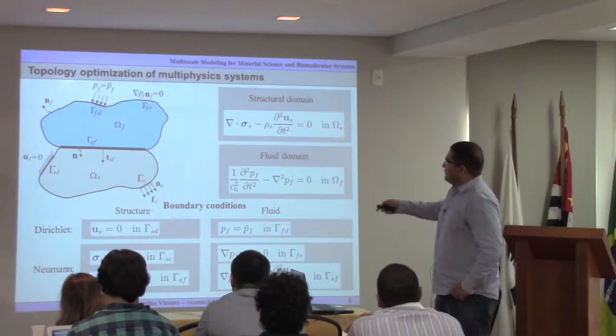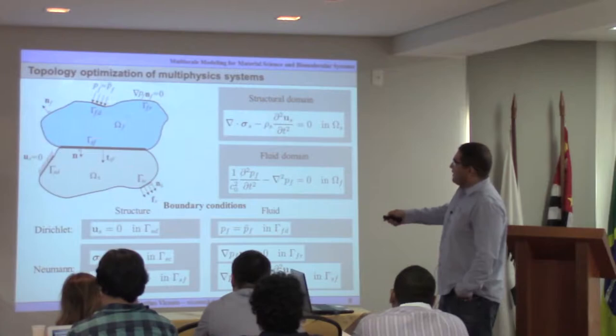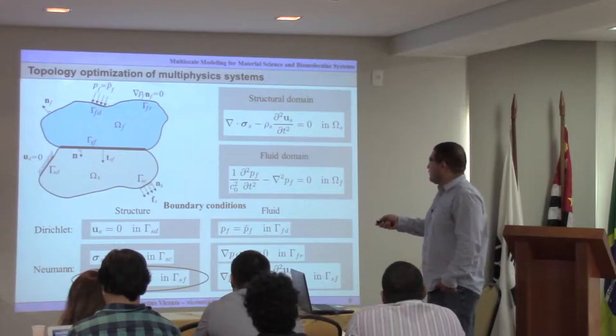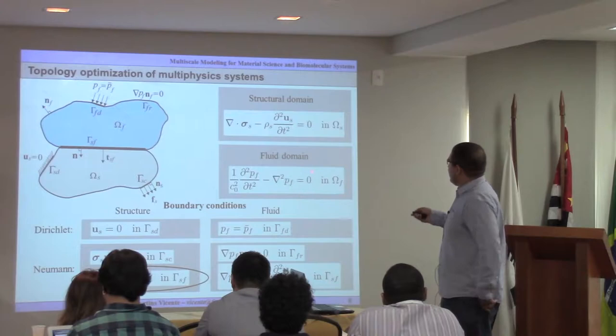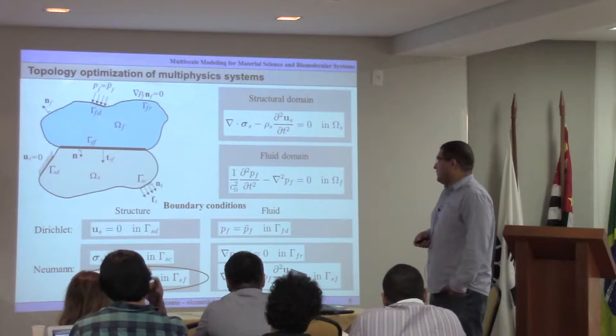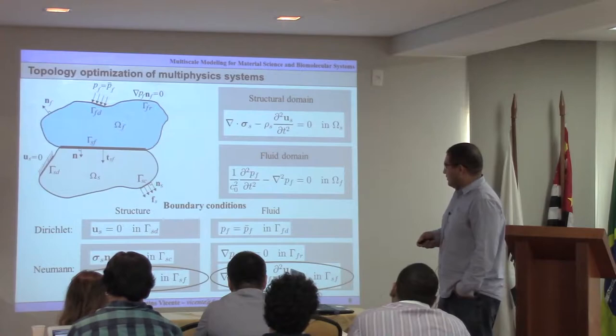So we have this system, the structure and fluid system. We have the interface, and it is very important for us to see how a force applied on the structure becomes a pressure in the fluid domain. Here we have the equation for the structure, the linear elastic equation, and the Helmholtz equation for the fluid domain, in the frequency domain we are analyzing, and several boundary conditions that we are applying. Specifically this Neumann boundary condition, which transmits the force between the two domains.